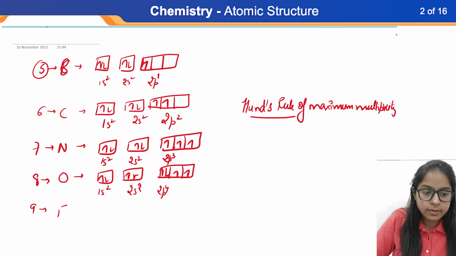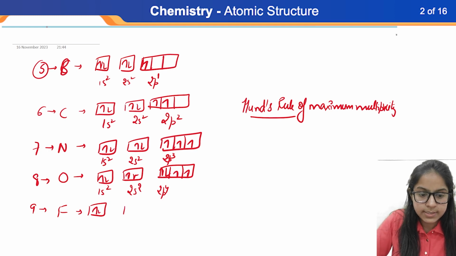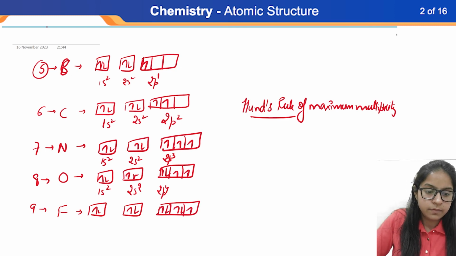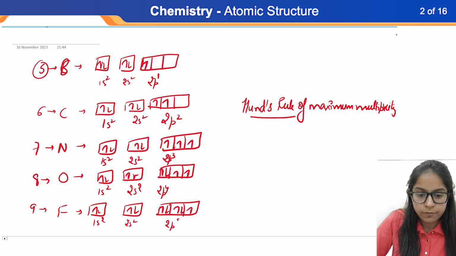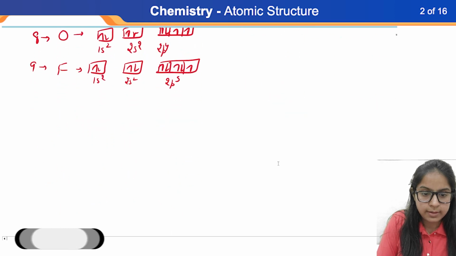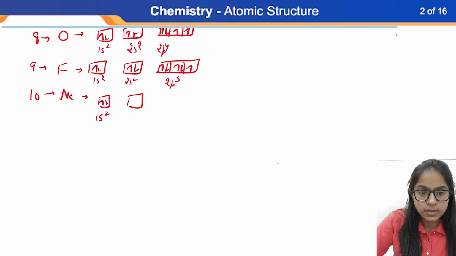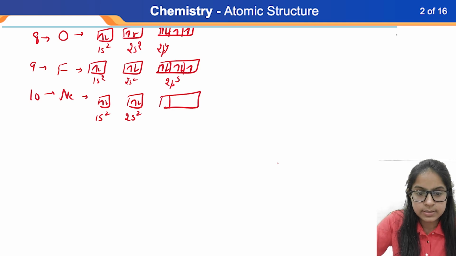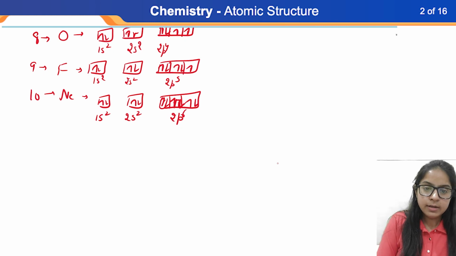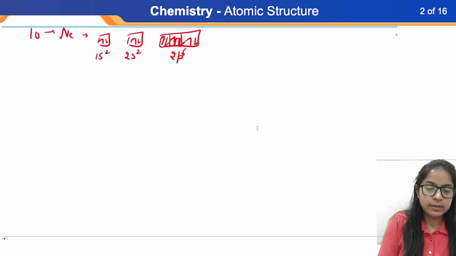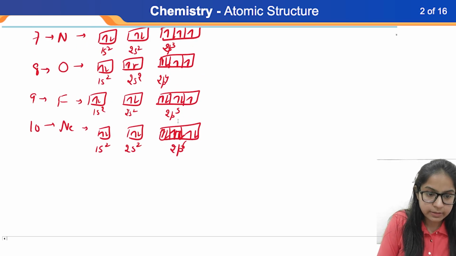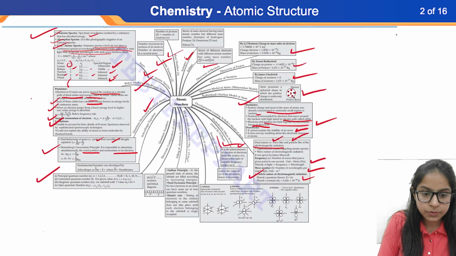After that, 9, fluorine: 1s2, 2s2, 2p5. Next one is 10, neon. Neon is 1s2, 2s2, 2p6. So 1, 2, 3, 4, 5, 6. After that, you need to consider the next subshell, 3s. And I hope I am clear with the electronic configuration.